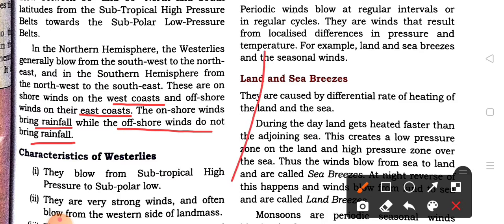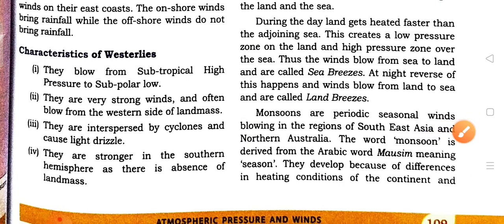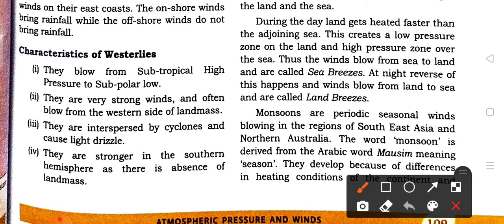Now we are going to learn about the characteristics of the westerlies. So what are the characteristics of westerlies? They flow from the subtropical high pressure to the subpolar low. Next, it is a very strong wind and often blows from the western side of the landmass.